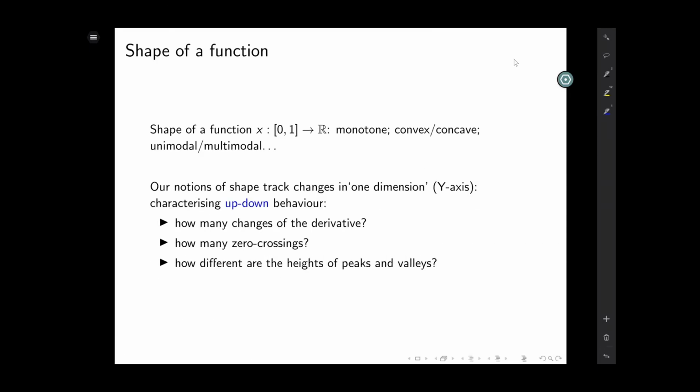So let's take a function which is just real valued from the unit interval. And mathematically, if we think of a shape of a function, we think of properties such as monotonicity, convexity, concavity, or unimodality, right? So you can think of functions which either go like this, or which are either unimodal, or which are bimodal. Immediately we think of these kind of notions of shape.